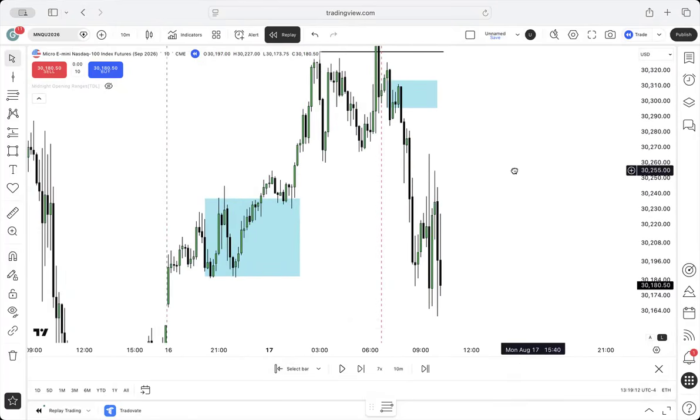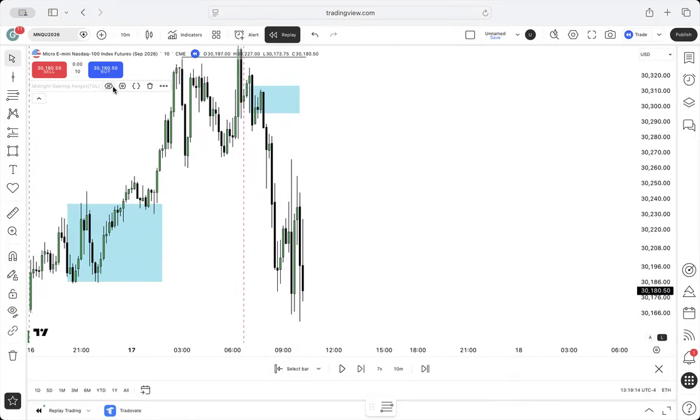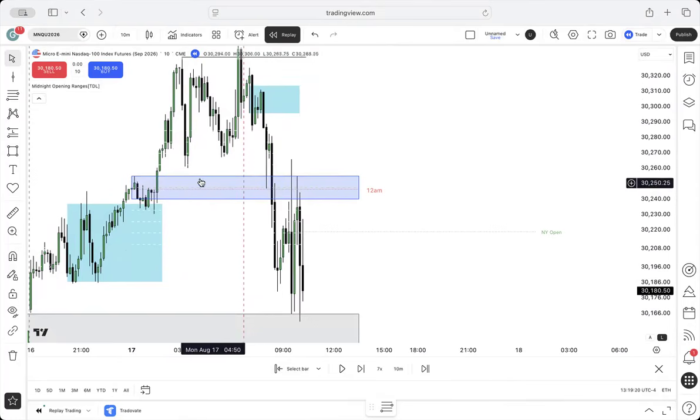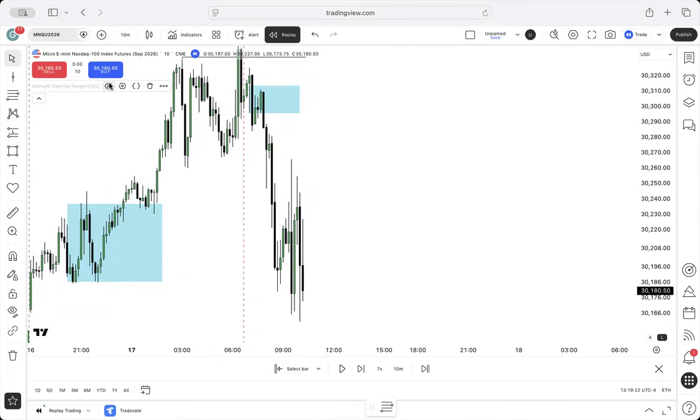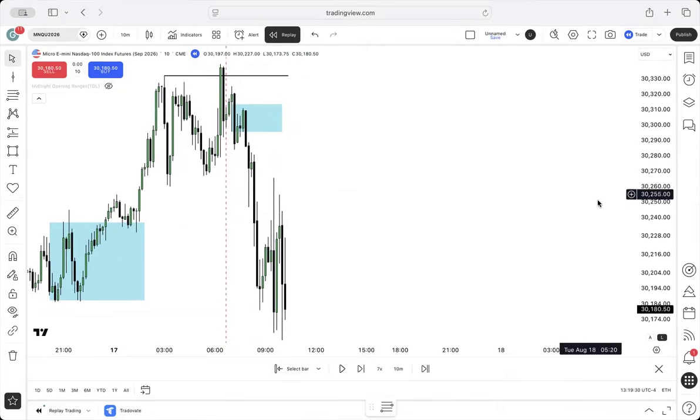I teach that the midnight opening range is a very, very valuable and important level. So let's slap that on there. Here it is. This shaded box is the midnight opening range. Before we do that, let's go look at all the bullish PD arrays on this buy side of the curve that was used to push price higher.